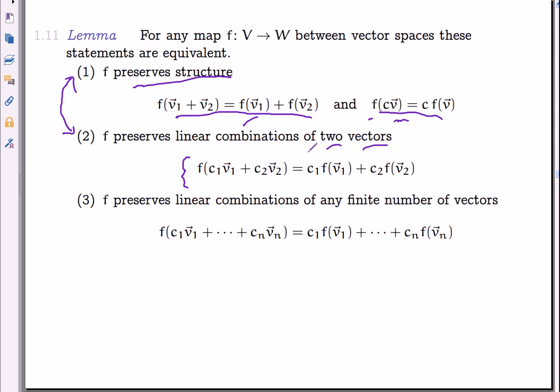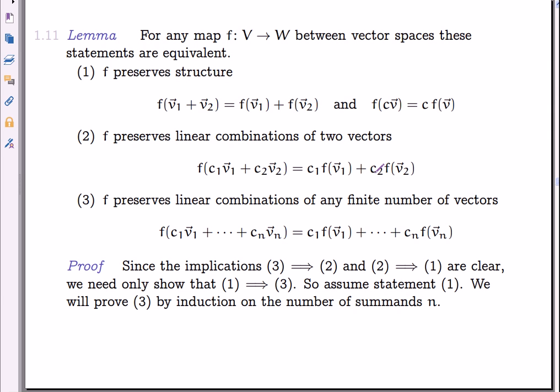Furthermore, if F preserves linear combinations of two vectors, it will also preserve linear combinations of any finite number of vectors. These two statements are in fact equivalent. So as long as I get a function that preserves linear combinations of two vectors, I get a function that preserves linear combinations of arbitrary numbers of vectors. Okay. The proof is as follows.